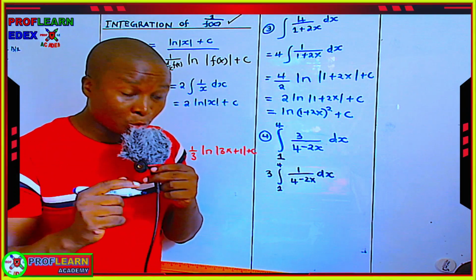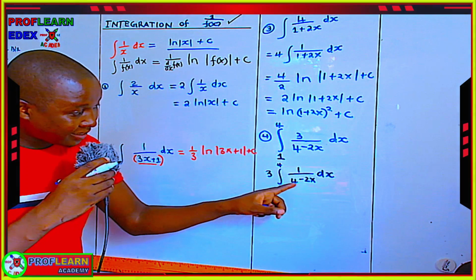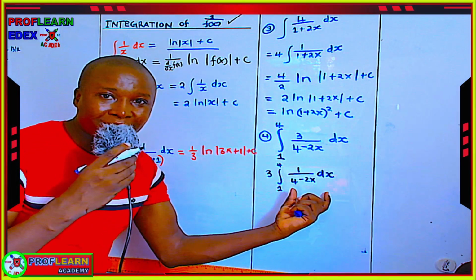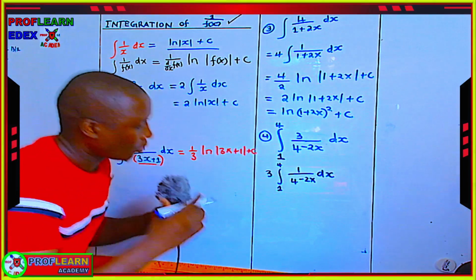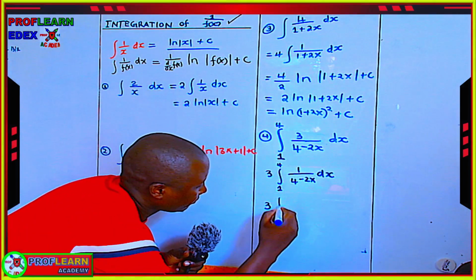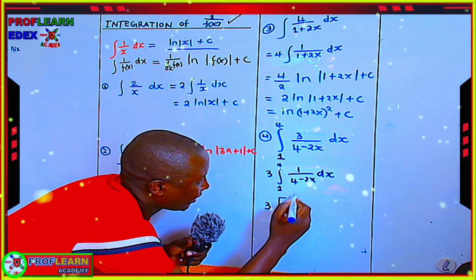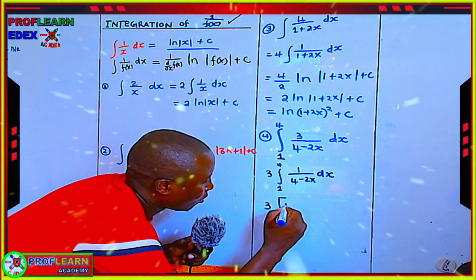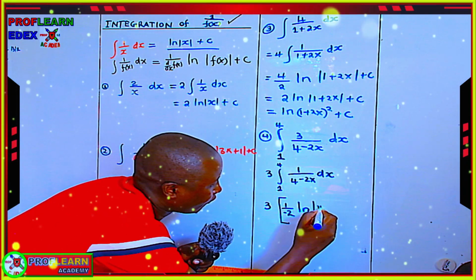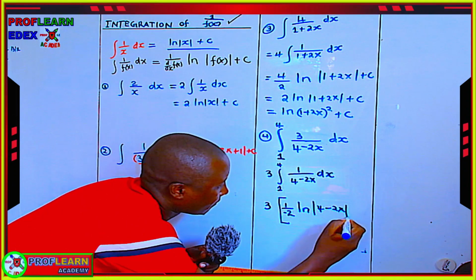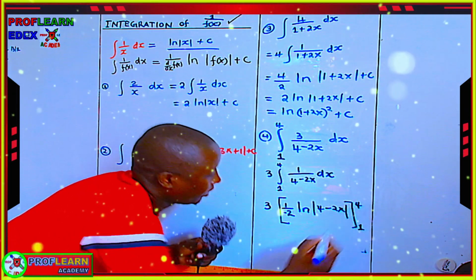Now, step number 2, you are going to differentiate this part that we have here. You are going to differentiate the denominator the way we said, then divide by it. So we're going to have this as 3. Differentiating this, we get negative 2. Then we shall say 1 over negative 2, then ln of the absolute value of 4 minus 2x. Then we shall write the limits from 1 all the way to 4 there.